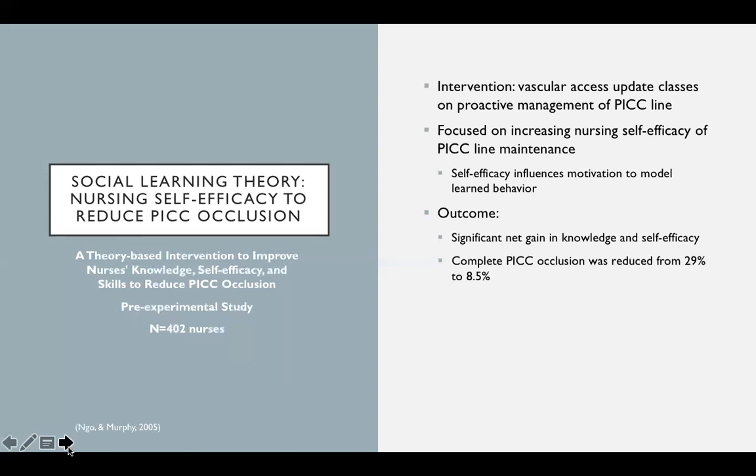After the course, complete PICC occlusion rate dropped from 29% to 8.5%, and there was a significant net gain in knowledge and self-efficacy reported by nursing.